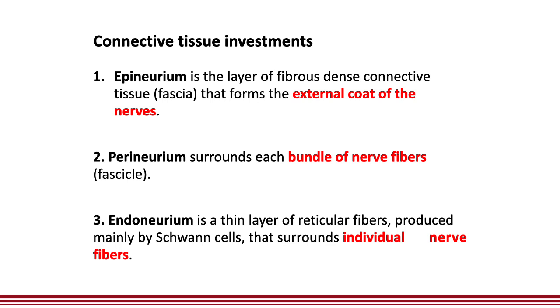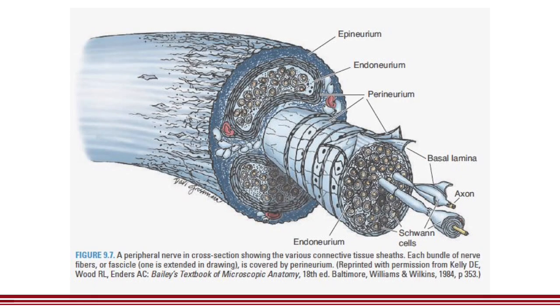So these connective tissue investments work together to protect and support the nerves and to maintain the integrity of the nervous system as a whole. They also play a role in the exchange of nutrients and gases, particularly oxygen, as well as the removal of waste products of nervous tissue out of the body. Okay. So you have the endoneurium, the perineurium, and the epineurium. Okay.